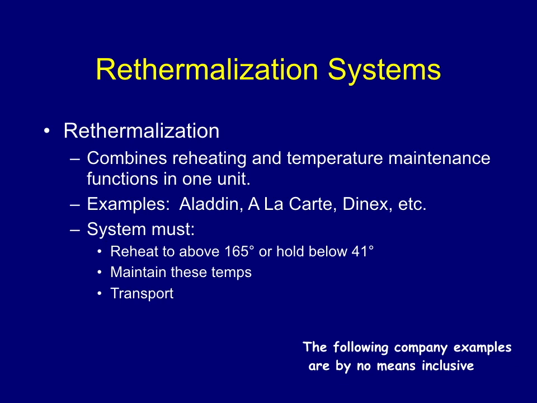Or the units might be able to hold the food below 41. So they could be able to keep the food cold as well before it's reheated. They need to be able to do that. So these units must maintain these temperatures, and they must be able to transport the food. So let's take a look at some examples of rethermalization units.